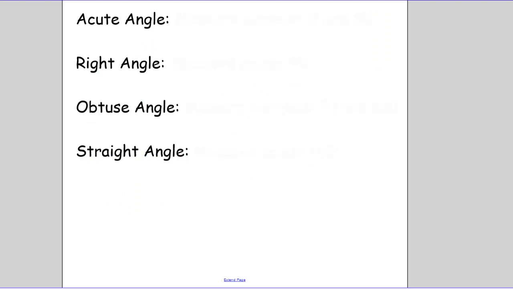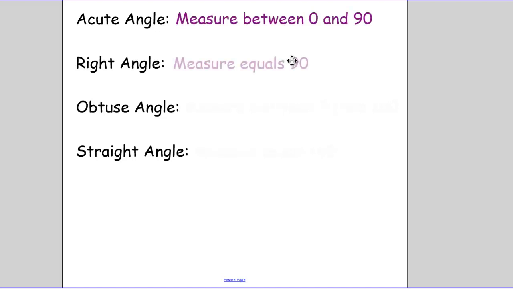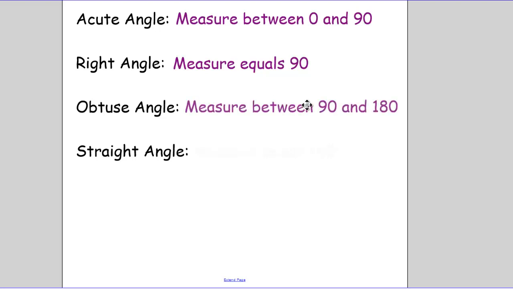All right, so now some more definitions. This chapter has a lot of definitions to it. An acute angle is between 0 and 90. A right angle exactly equals 90. An obtuse angle is from 90 to 180. And a straight angle is an angle whose measure equals 180. And again, whenever I do these definitions, please make sure those are in your notes.